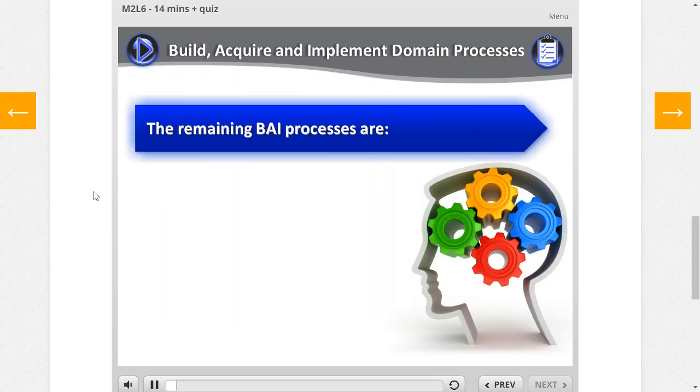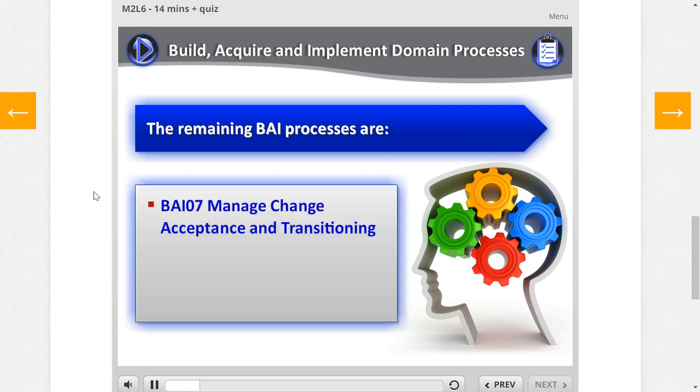The last four processes in the BAI domain are BAI-07, Manage Change Acceptance and Transitioning. This includes, but is not limited to, the testing of new services. BAI-08, Manage Knowledge.